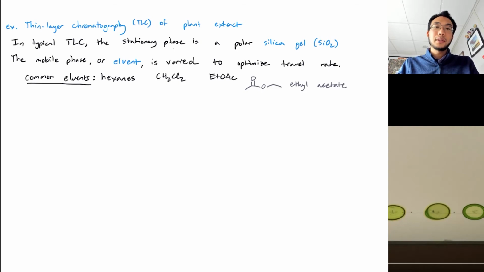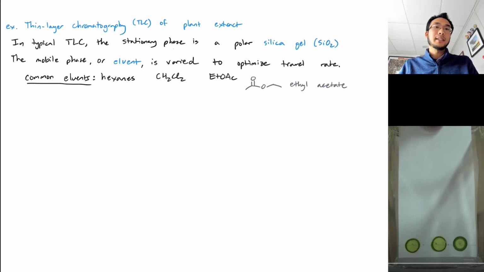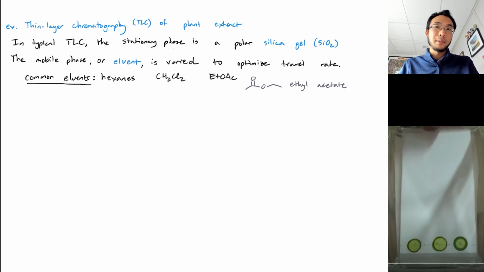I want to show you how this works with a video. This is going to be a TLC that's being run of some extract from a plant. What you're looking at is the extract being spotted on the TLC plate at the baseline level right there. That's that green spot, three different times. And that TLC plate is then placed into a beaker, where at the bottom of the beaker there is the liquid eluent.